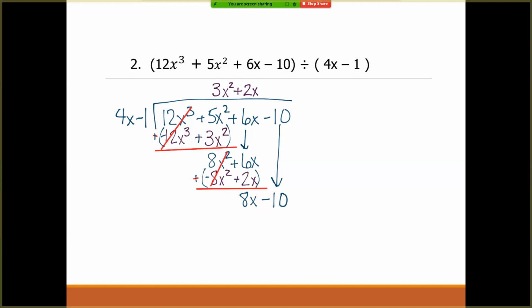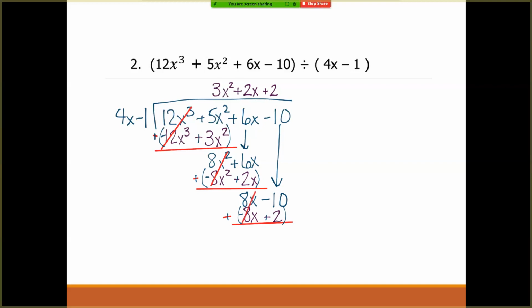Ask yourself, what do you have to multiply 4x by to get 8x? Just 2, because the x is already there. So 4 times 2 gives me 8, x times 1 will just give me x. So I don't have to worry about the x's because they're the same exponents. So 2 times 4x gives me 8x. 2 times negative 1 gives me negative 2. Distribute that negative, we now have a negative 8x and a positive 2.